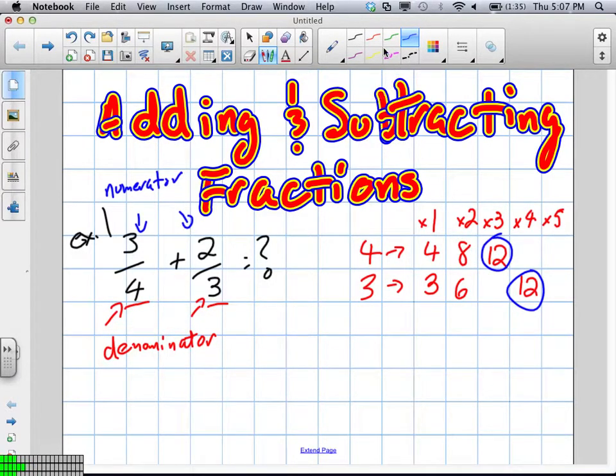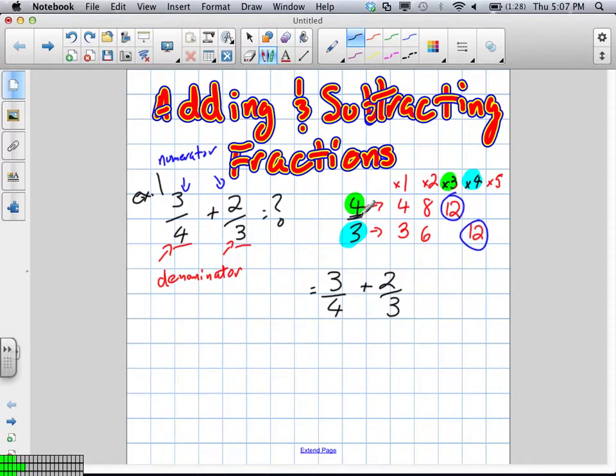So here's the key part. We have to remember what we multiplied by. We multiplied 4 by 3, and we multiplied 3 by 4. So we have to relate that back to our fractions. Let's rewrite our fractions. Our fractions were 3 over 4 plus 2 over 3. The 4, which we did in green here, we multiplied by 3. So I take the top of the fraction and multiply by 3, and the bottom of the fraction and multiply by 3.